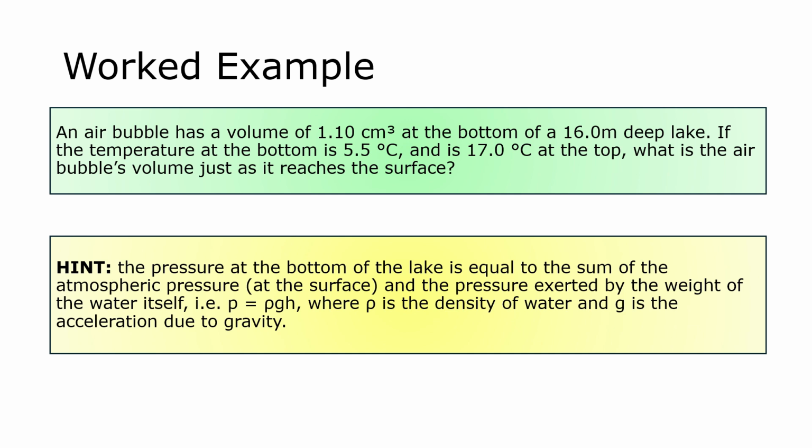So they give us a hint here. The pressure at the bottom of the lake is equal to the sum of the atmospheric pressure at the surface and the pressure exerted by the weight of the water itself. And this formula is given as a hint because it wasn't mentioned in the slides. The pressure that a liquid exerts is the density of the liquid times the acceleration due to gravity times the height. So we need to use that hint to help us solve this problem. And let's move on to solve the problem.